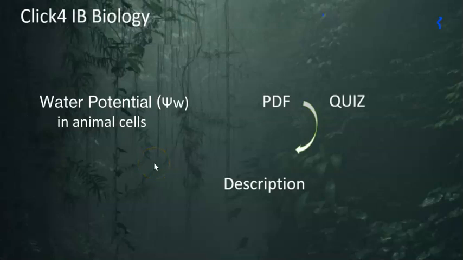Click for IB Biology. Here we're going to be looking at osmosis, the movement of water into and out of cells in terms of what is called the water potential. And first we're going to look at animal cells.